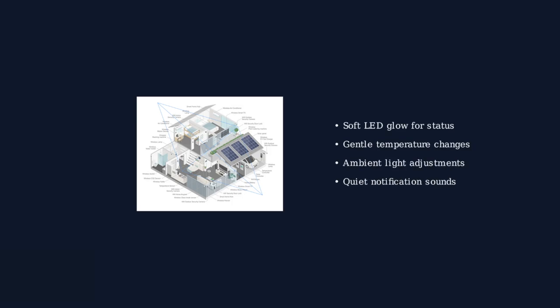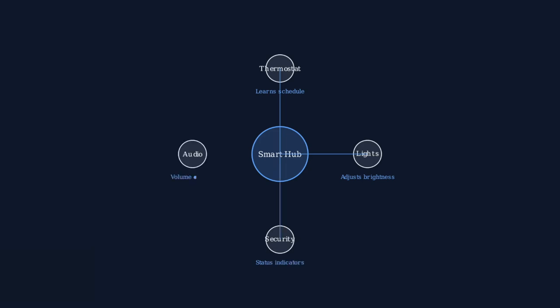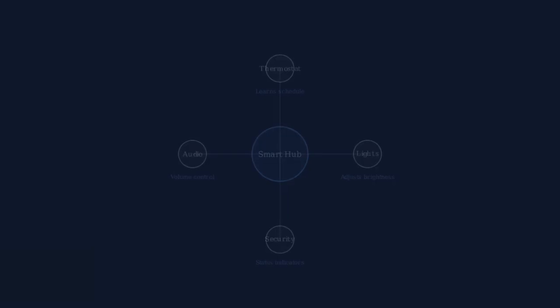Internet of Things devices excel at providing subtle environmental feedback. Unlike traditional computers that demand your attention, IoT devices work quietly in the background, communicating through gentle visual cues, soft sounds, and environmental changes. Smart home systems have evolved to offer predictive status communication. Your thermostat learns your schedule and adjusts temperature before you arrive home. Smart lights gradually dim as bedtime approaches. Security systems provide ambient status indicators that blend into your home's aesthetic.